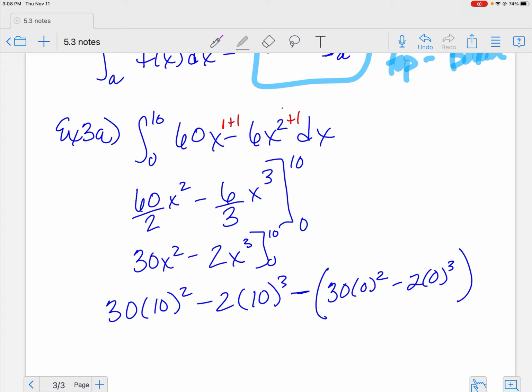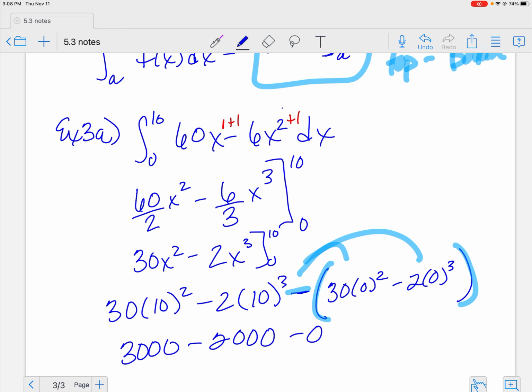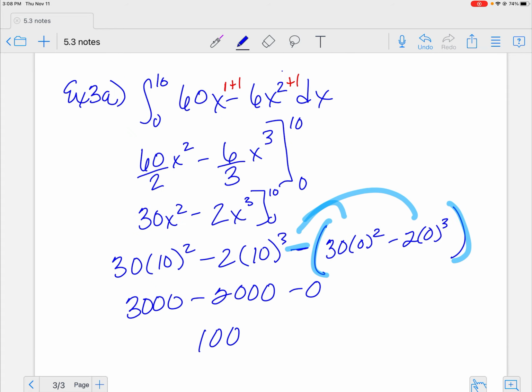The kicker to this one and where people have troubles is when you subtract, you're going to have to distribute. Now this one's a 0, so there's nothing to distribute to. I get that, right? But just in the future. So this is 3,000 minus 2,000 minus that 0. So my final answer here is 1,000.